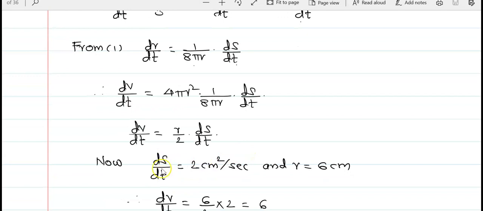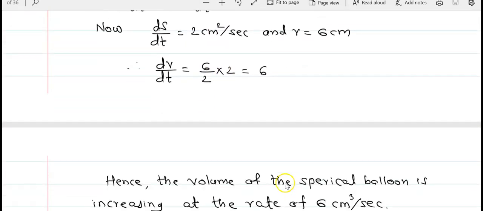But the value of dS upon dt is given, that is 2 centimeter square per second, and r is equal to 6. Substitute the value here. r is 6 upon 2, and here is 2. Therefore, you will get 6. Therefore, the final answer is, hence the volume of the spherical balloon is increasing at the rate of 6 centimeter cube per second.